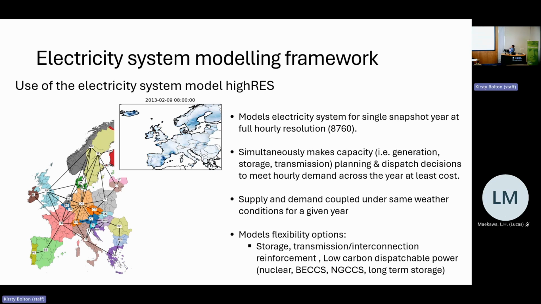And then the model decides where to invest in what technologies. You can see here we model the whole of Europe. The model invests then in what regions to supply, for example, wind turbines and solar PV to meet demand.